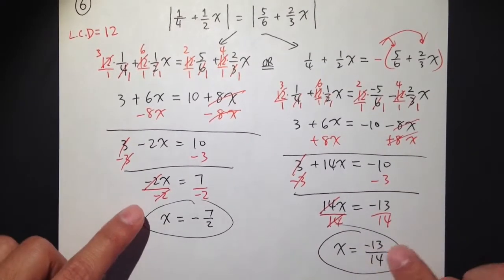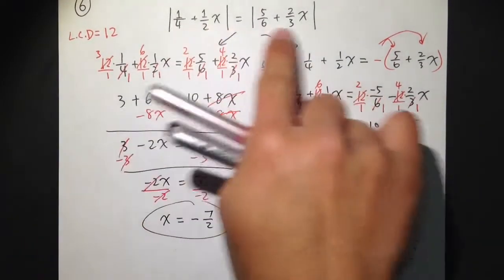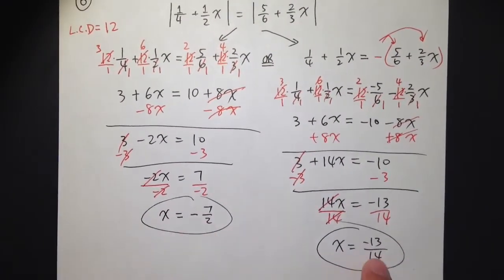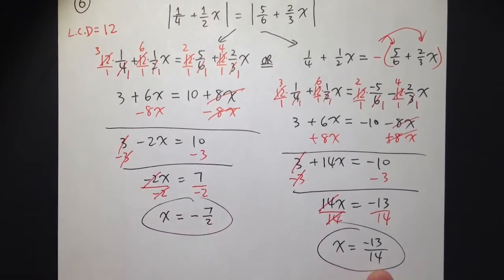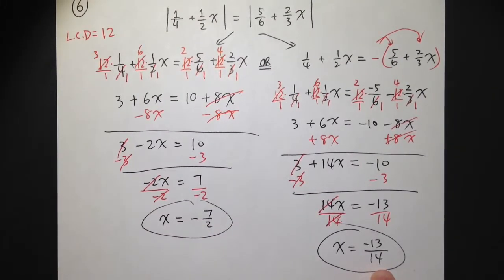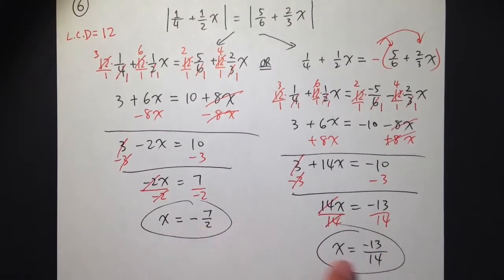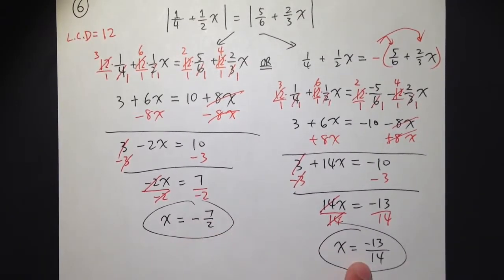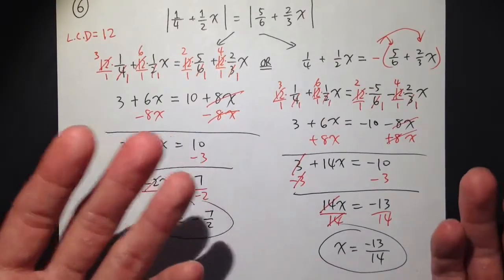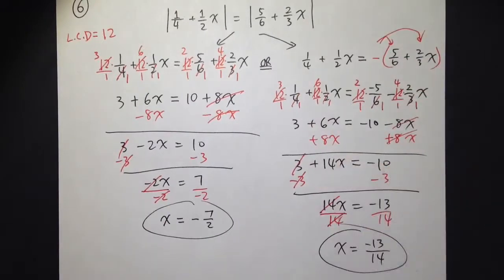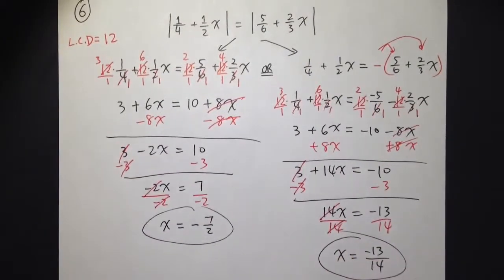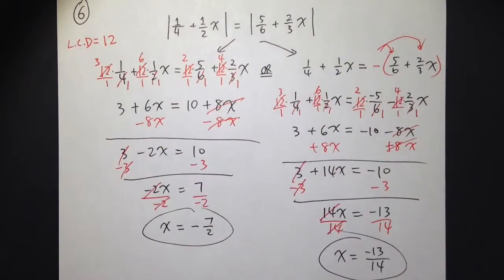So again, two answers, two solutions for this equation. But I want to point out that these two answers are both negative. And as I mentioned before, it's possible to have both answers being negative. It's possible to have both answers being positive. And it's also likely to have one positive answer and one negative answer. Okay, so you get all kinds of combinations for the answers. So you have to circle both for the solutions for these equations. And that's it.